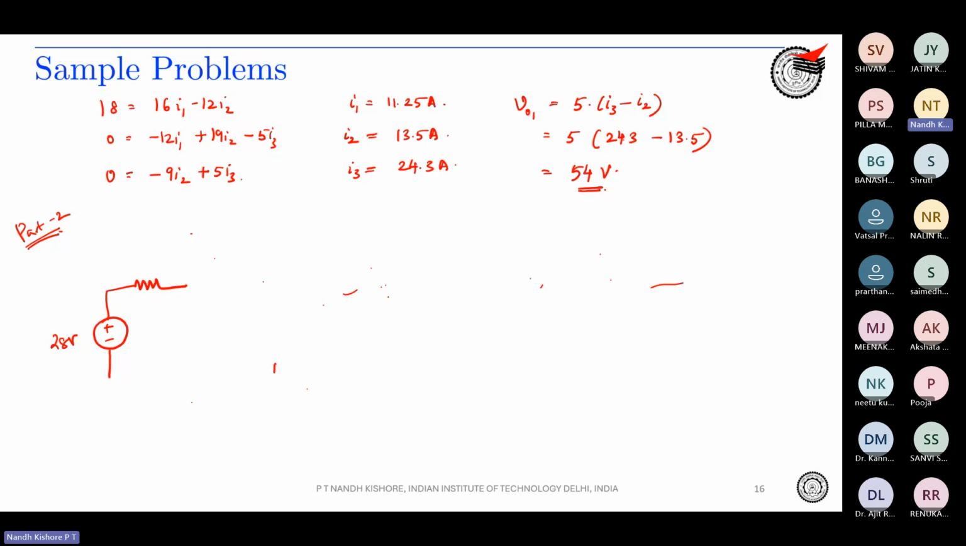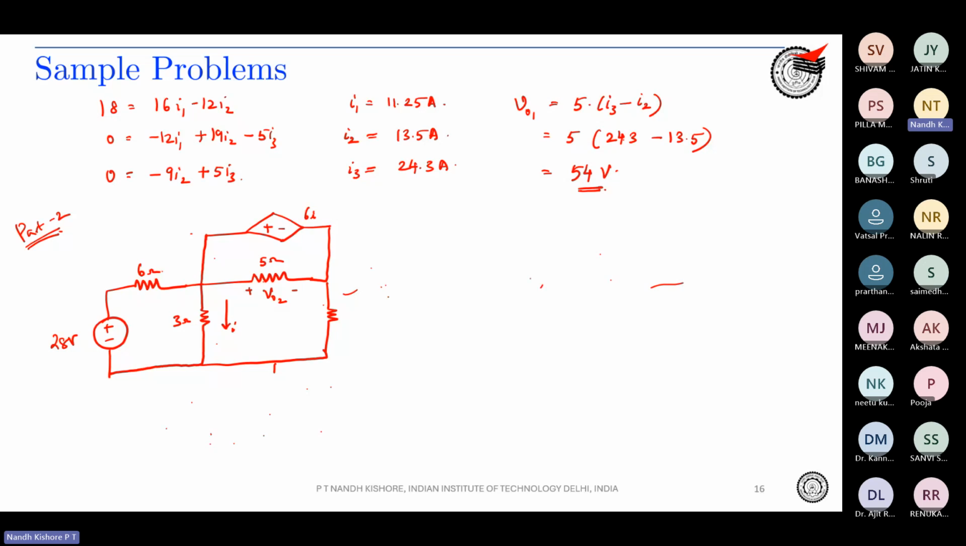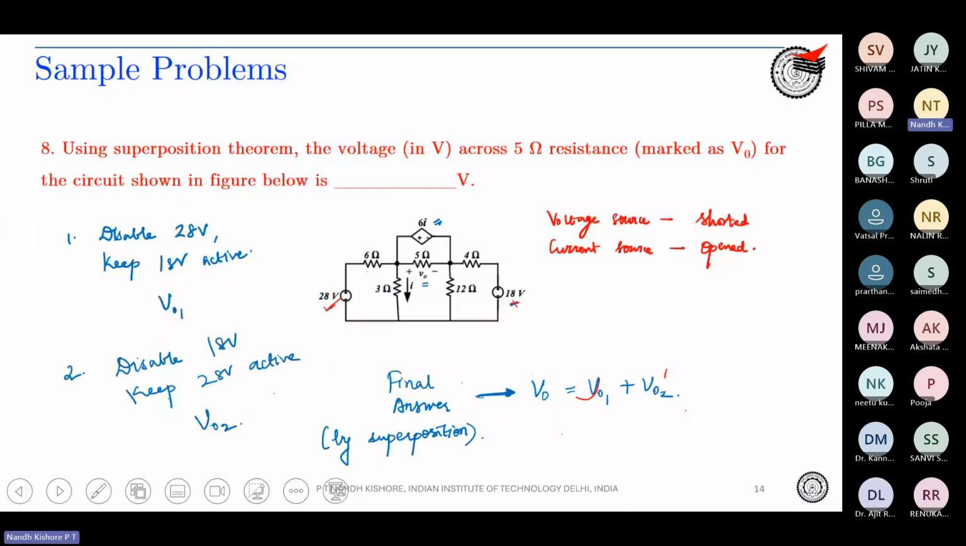So this is going to be what? It was 6 ohm, and this is 3 ohm. The current is I. This is 5 ohm. This will be VO2. And this is 6I. And this will be how much? This was 12 ohm and 4 ohm.